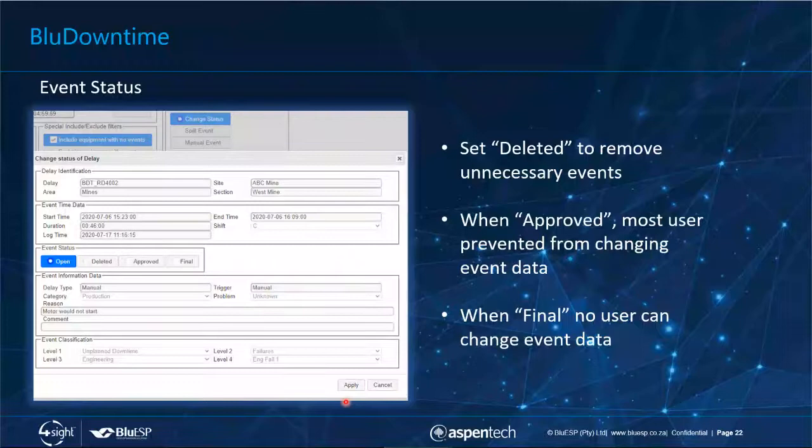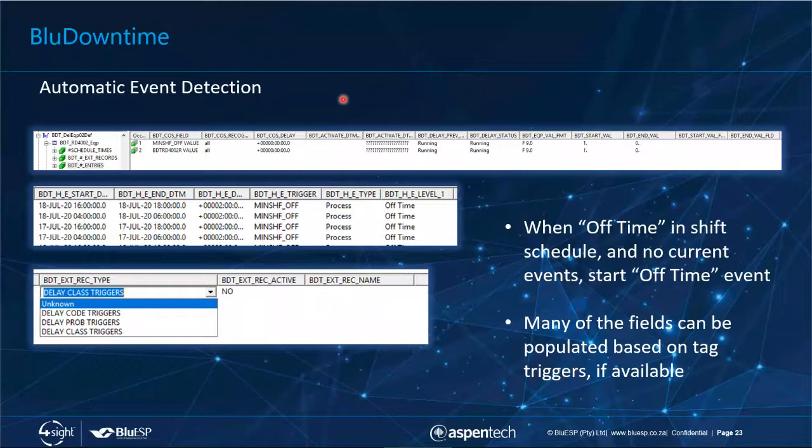Right, and then a quick discussion on automatic capturing. Typically, we would like to look at specific values within the database. And in this case, we said that if that value becomes one and that value becomes one, we start the event. And if both of them are zero, or if any one of them is zero, it will stop the event. In this case, this specific tag here has been created to indicate whether we've got an off time within the mine shift.